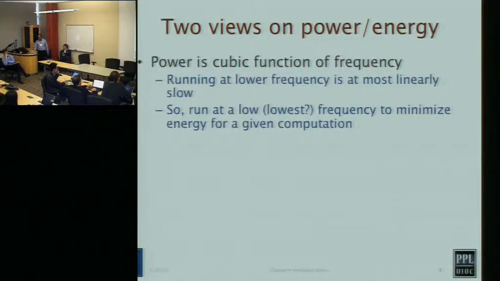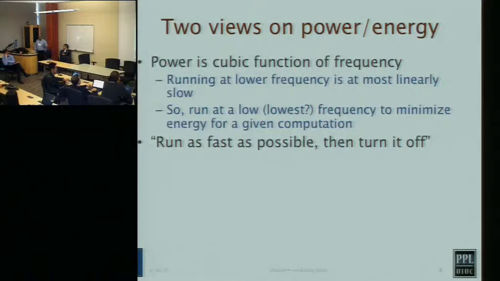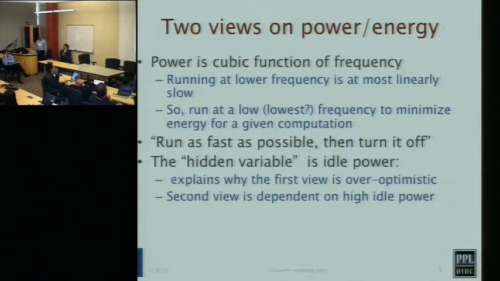The other view that you hear often is that if you want to save energy, run as fast as possible and turn the machine off. What's with these two different views? Where do they come from? Well, they come from the hidden variable, which is the idle power. The first view is just going by the textbook and is ignoring the idle power. The second view is dependent on high idle power. So if you have a high idle power, reducing the frequency is not going to help you save that much energy.